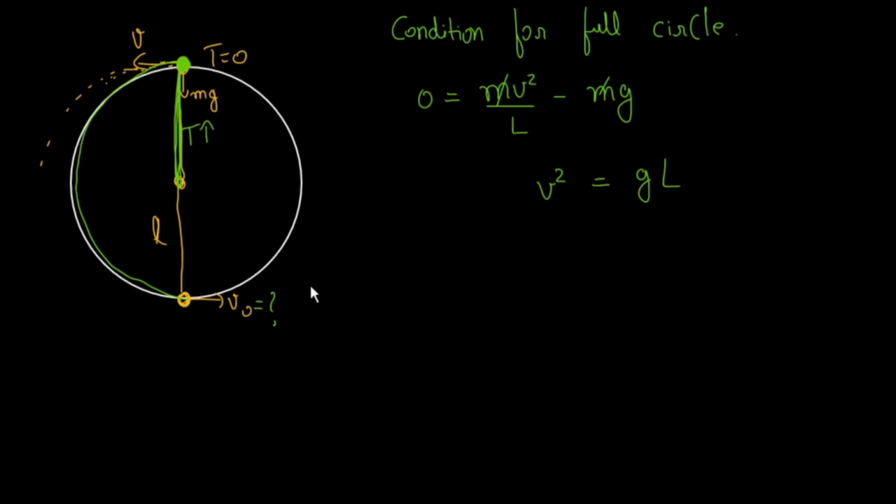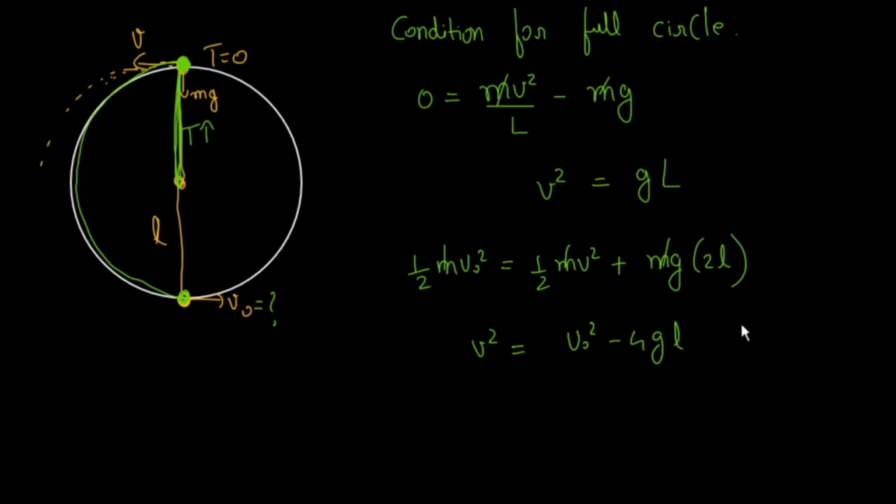Also I have another equation. Which equation? I can conserve energy. So between the lowest point and the uppermost point, energy conservation gives you half m v naught square is equal to half m v square plus m into g into the total height difference, which will be 2L. Yes or no? So using these two equations, let me just cancel out m. I'll just solve it for you. v square is equal to v naught square minus 4gL. When you put this equation here, you'll get v naught square is equal to 5gL.